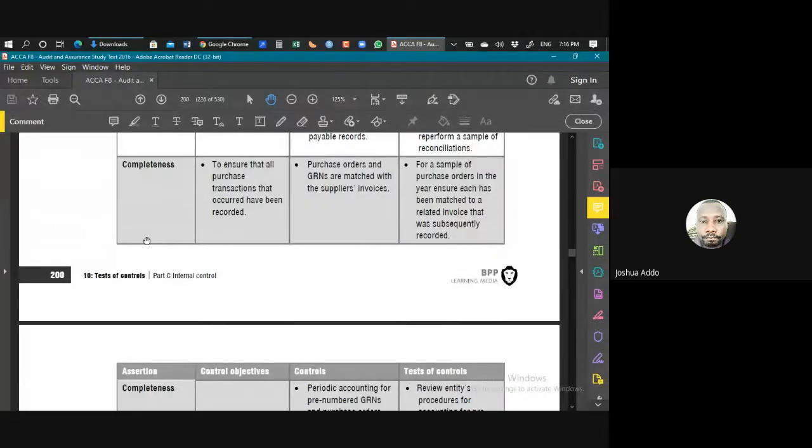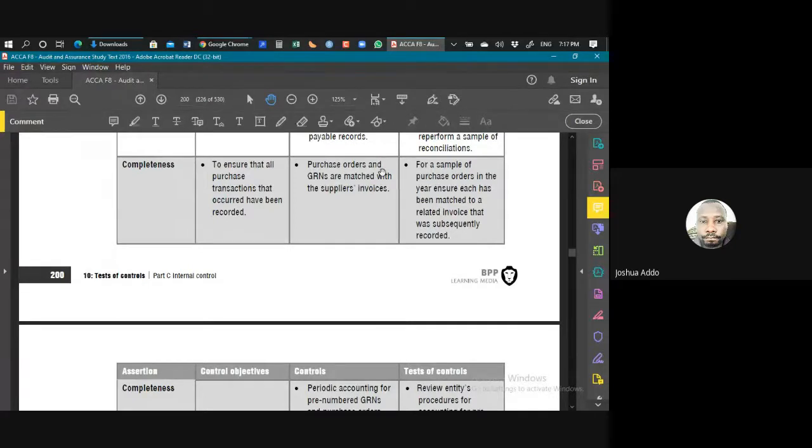Now let's come to completeness. This is what the company may want to achieve: to ensure that all purchase transactions that occurred have been recorded. All of them, none is left out. Because if you don't take care, there can be some purchases where we have received the goods, we have even made a payment, but our records are somehow broken about them. How would you make sure that every purchase as it has occurred has been captured and recorded duly? You have to set controls to achieve that. These are some of the controls we can set up.